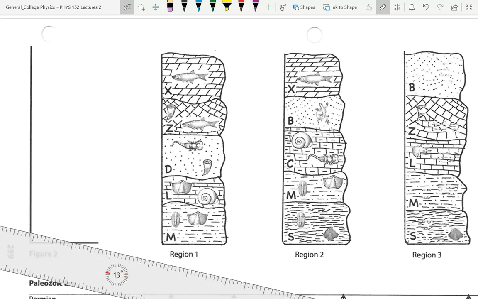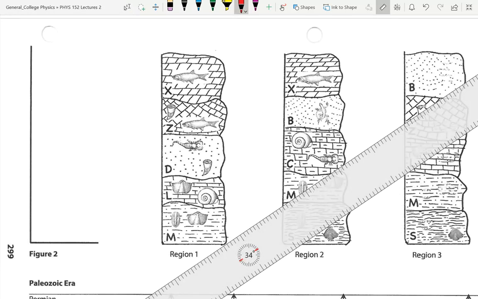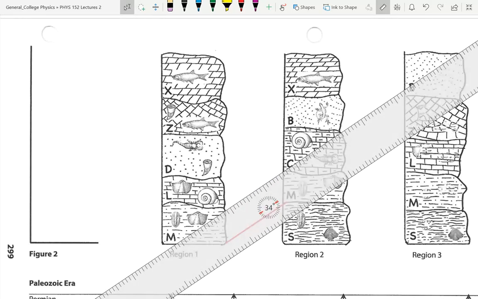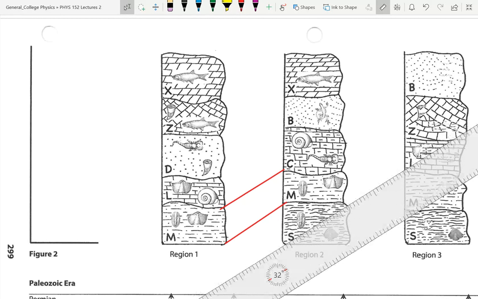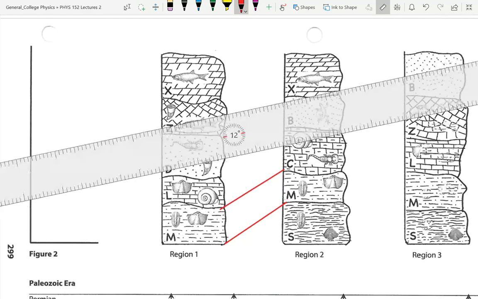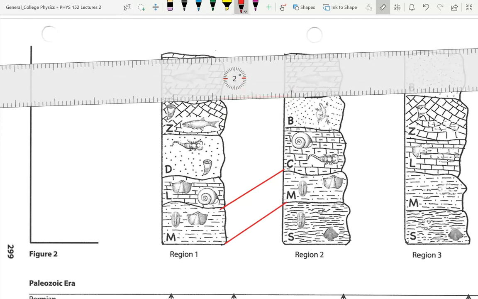So let's start off. M is the bottom one here. M appears in the next one, but it's not at the bottom. So I'm going to draw a line from the bottom of M to the bottom of M, and from the top of M to the top of M. Now the next one here is L, and there's no L in the second outcrop. Next is D, there's no D in that outcrop. Next is Z, there's no Z in that outcrop. But I have X, so I can do the X's here. So there I've drawn all of the lines that I can that are exactly correct between the first outcrop and the second outcrop.